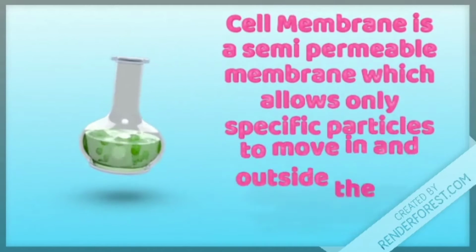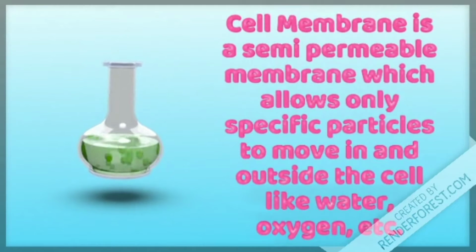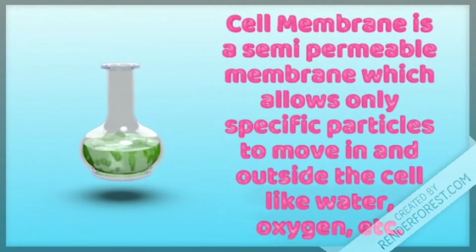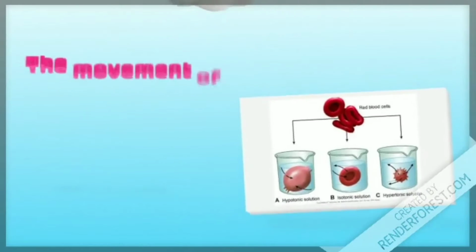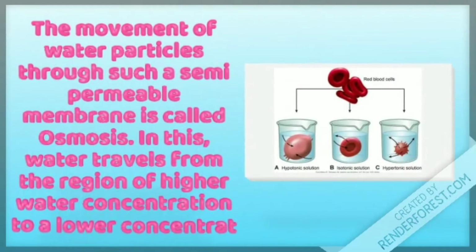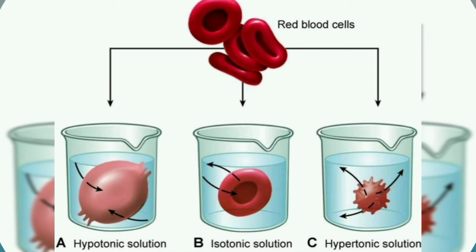Cell membrane is a semi-permeable membrane, which allows only specific particles to move in and out of the cell, like water, oxygen, etc. The movement of water particles through such a semi-permeable membrane is called osmosis. In this, water moves from a region of higher water concentration to a lower one. Types of solutions based on water concentration are hypotonic solution, isotonic solution, and hypertonic solution.